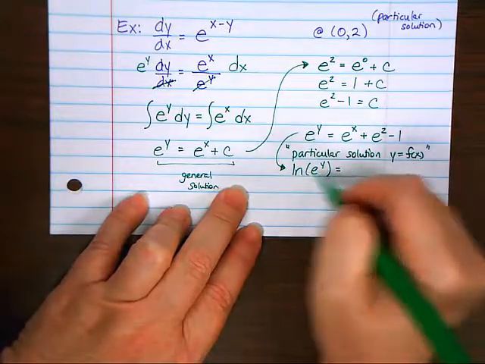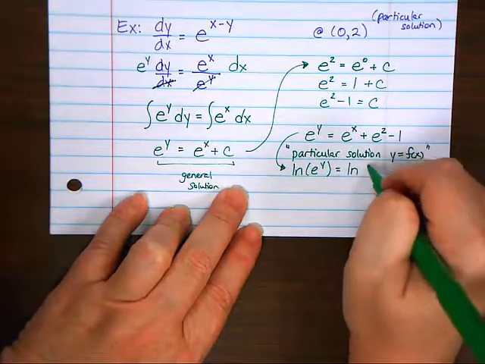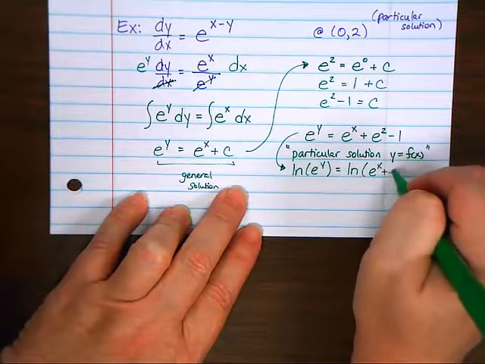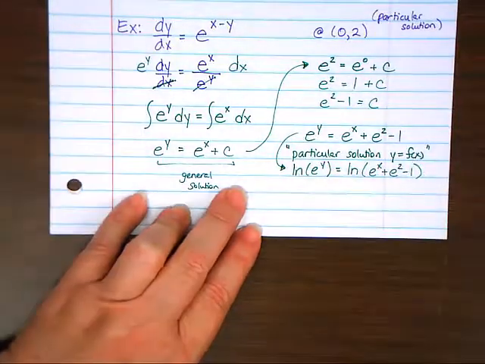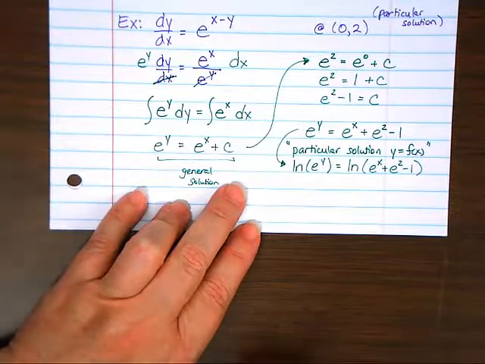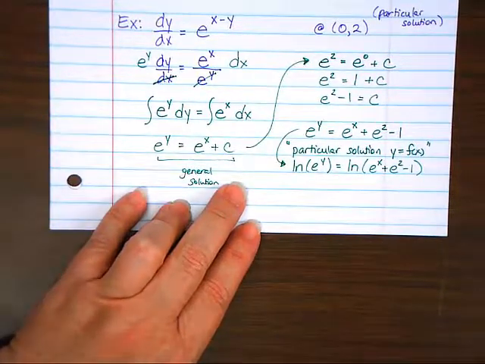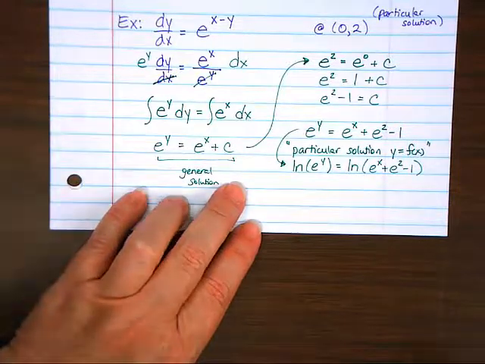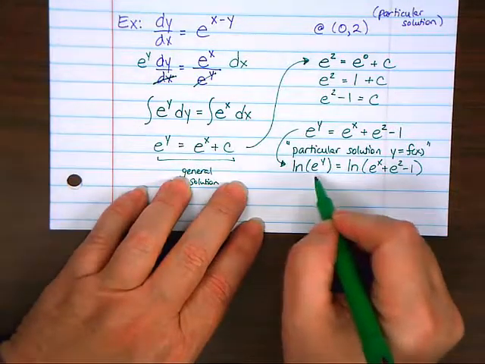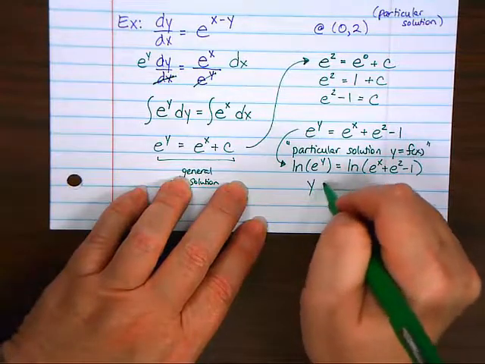Now be careful. When you take the natural log, you cannot natural log individual terms. You have to natural log the entire side. You can't say ln of e to the x plus ln of e squared minus ln of 1. You can't do that. It has to be ln of the whole thing. Okay? What is the natural log of e to the y? That is y.